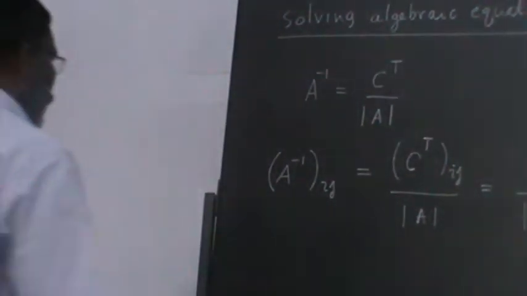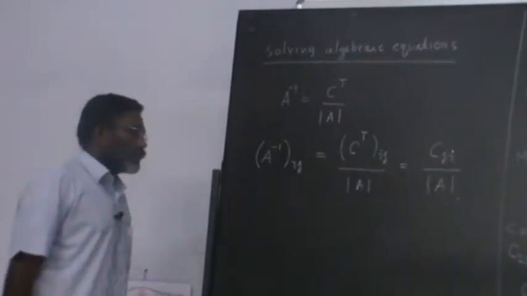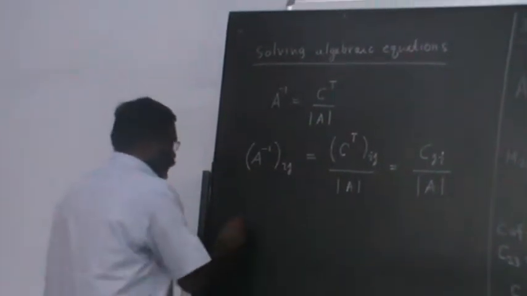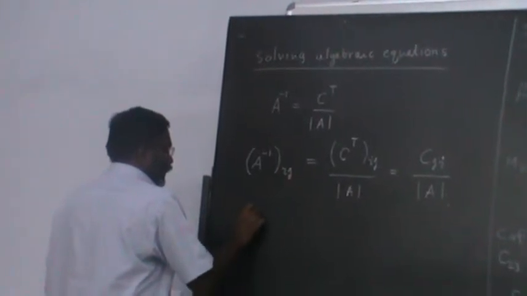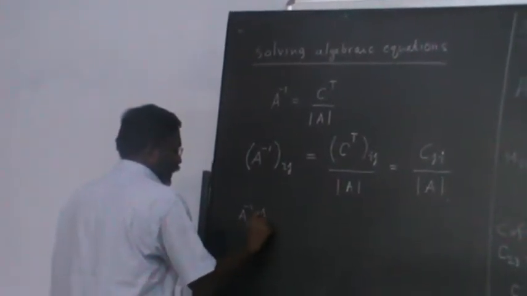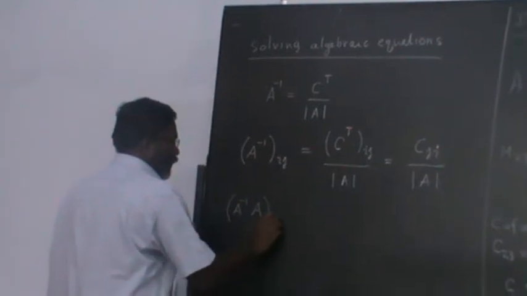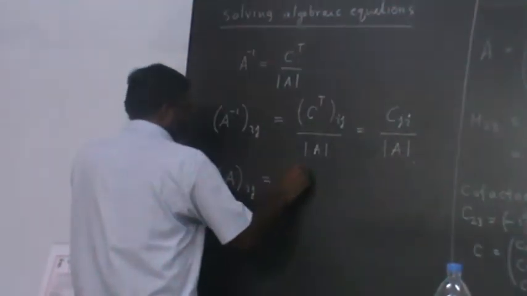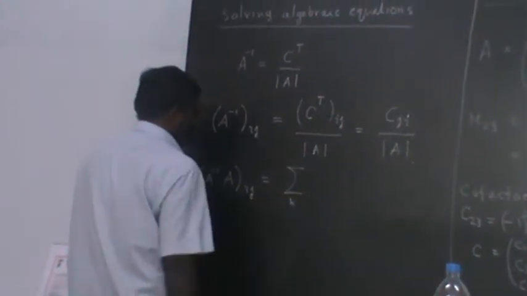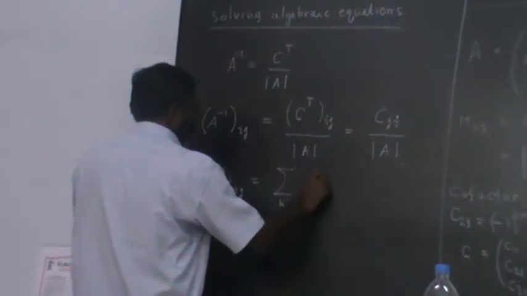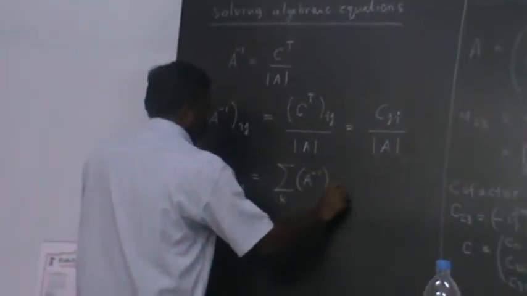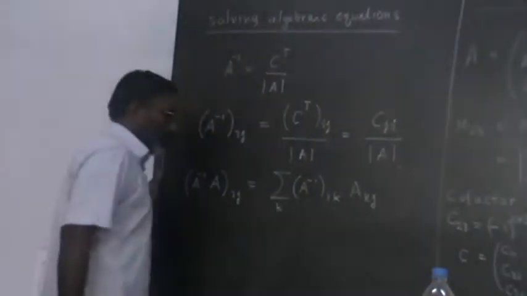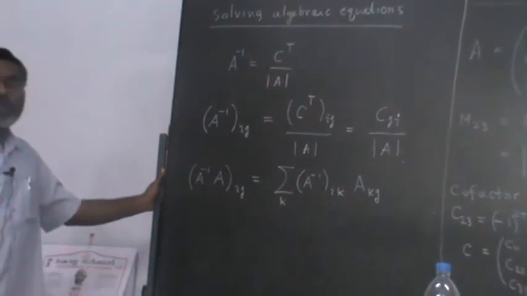Now you ask the question whether this is correct or why this should be correct. So let me ask the question: what is A inverse into A? Let me take the ij element of A inverse A. This is equal to the sum over k of A inverse of ik into A of kj. Is that correct? A inverse of ik into A of kj.